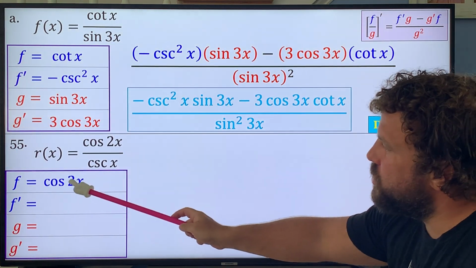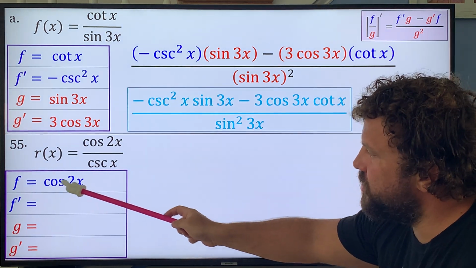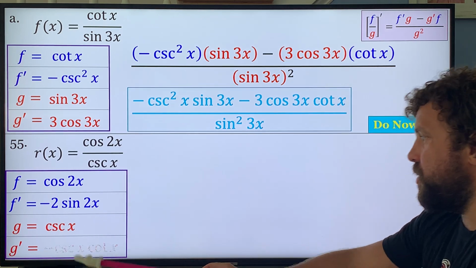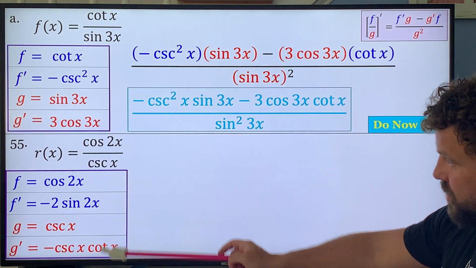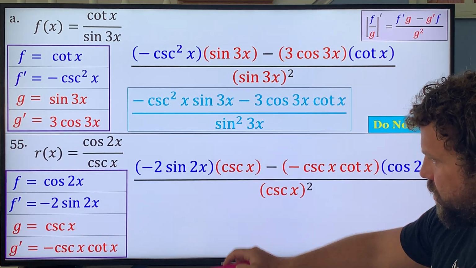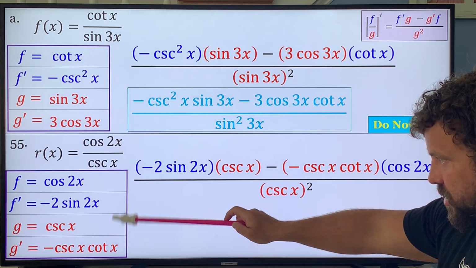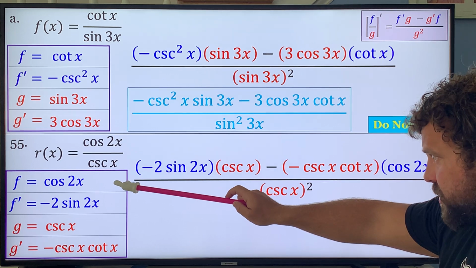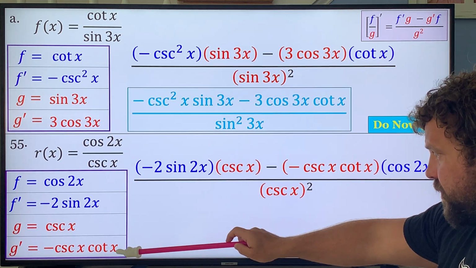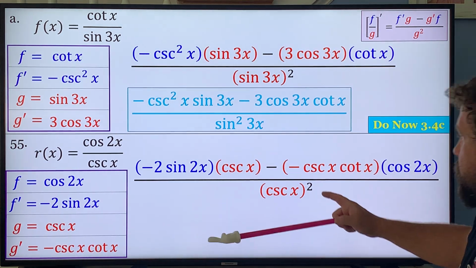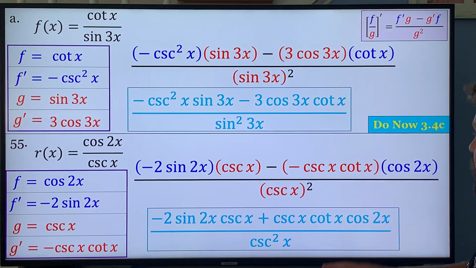Cosine 2x. 2 negative sine 2x, or negative 2 sine 2x. Cosecant x, or negative cosecant cotangent x. Multiply the 2. Negative 2 sine 2x times cosecant x. Nothing combined here. Minus cosine 2x, negative cosecant x, cotangent x, nothing combined here. All over cosecant x squared. There you go.